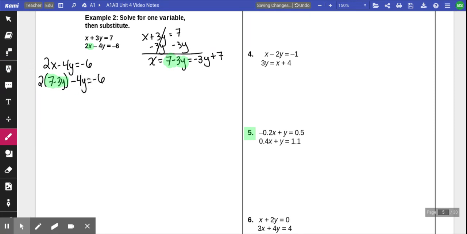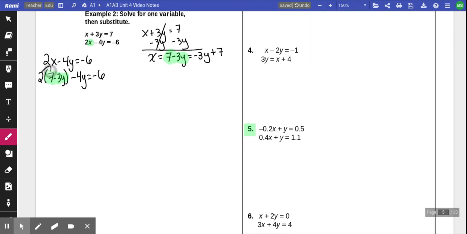Now we can distribute to get 14 minus 6y minus 4y is equal to negative 6. We can combine like terms to get 14 minus 10y is equal to negative 6. I'm going to solve for y, so I'm going to isolate the y on the left side alone by subtracting 14 from both sides. We get negative 10y is negative 20.